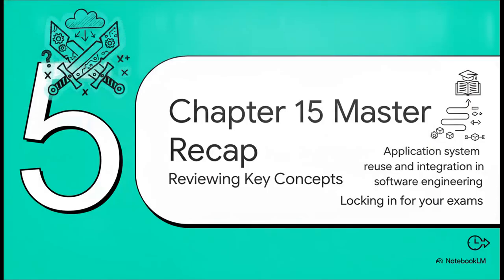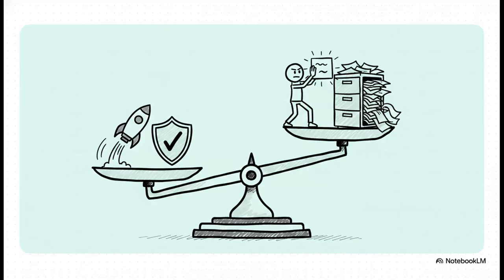All right, let's zoom out for Section 5, our Chapter 15 Master Recap. Let's quickly weigh the general benefits against the problems of software reuse. On the plus side, reuse gives you accelerated development. It lowers your risks because the code is already tested, and it allows for the really effective use of specialists. But on the downside, you're going to face the not invented here syndrome, where developers resist using code they didn't write themselves. You also have to deal with the sheer cost of finding, understanding, and maintaining a massive library of reusable components over time.